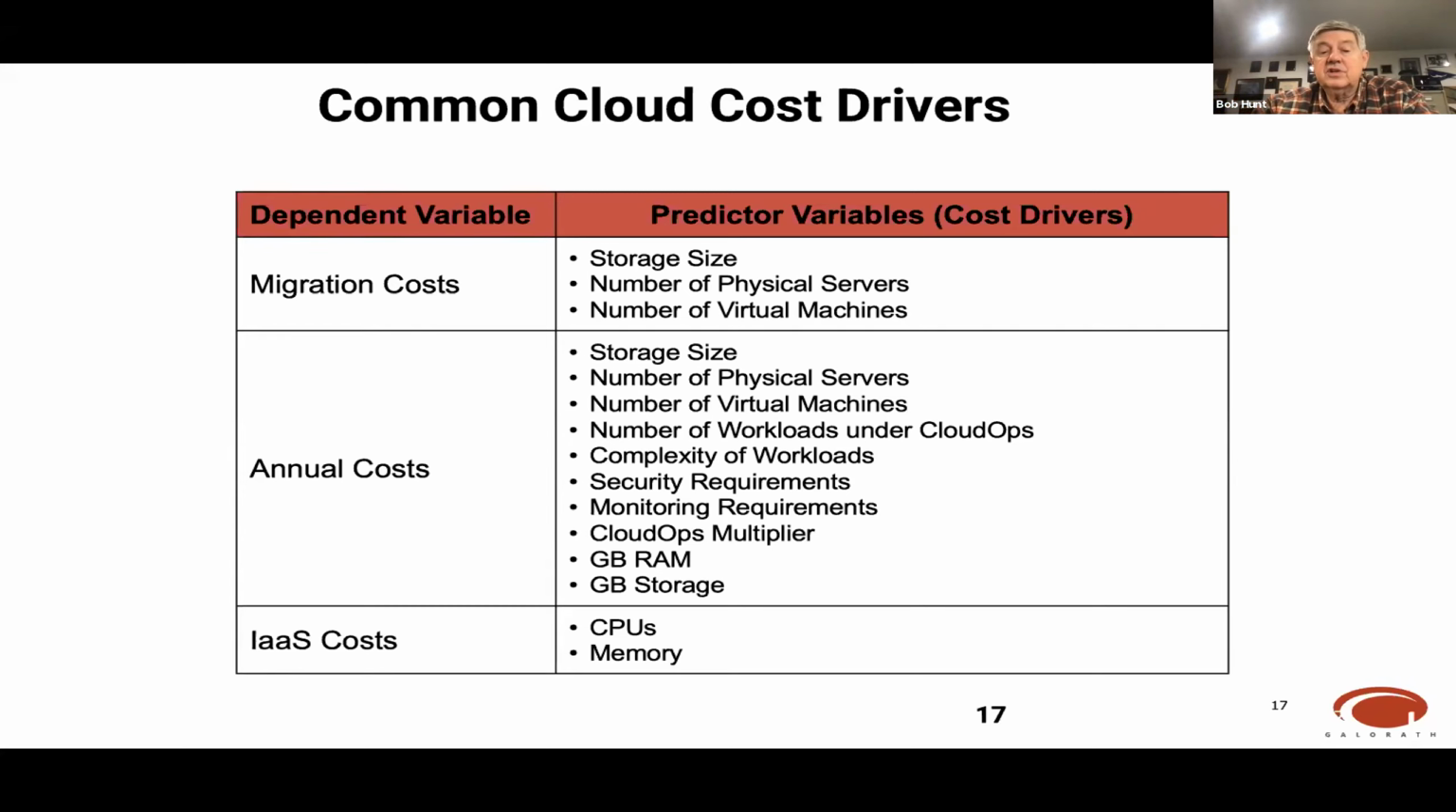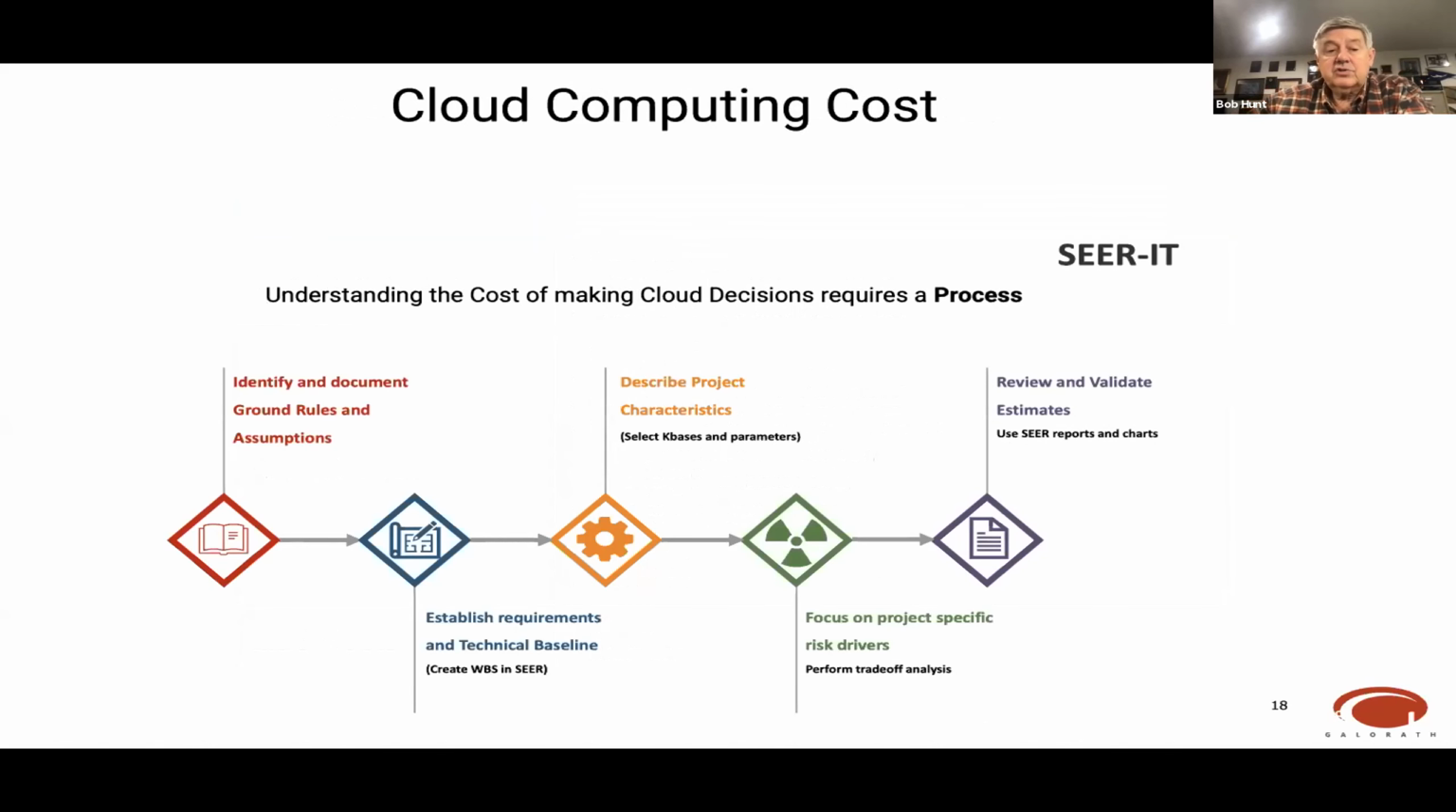Infrastructure as a service, the same thing: CPU and memory. And again, this chart shows you the dependent variables and the variables associated with cloud costing and some of the major issues there. Cloud costing really is just what I talked about. Decisions require a process: identify the ground rules, establish the requirement, describe the project, focus on project-specific risk drivers, review and validate the estimate.